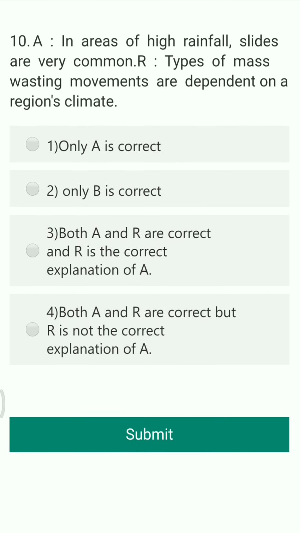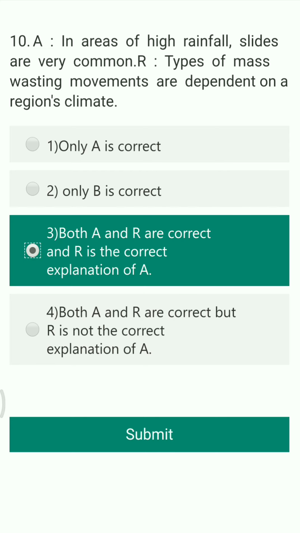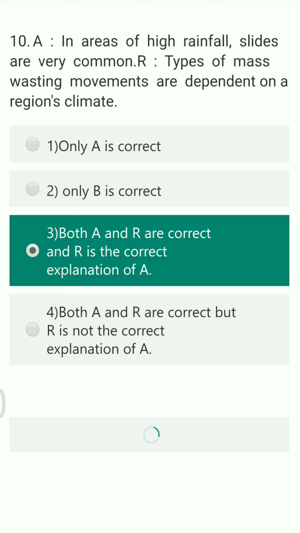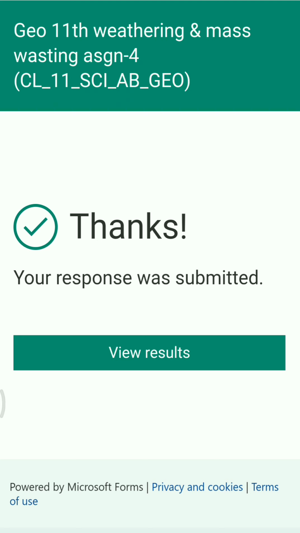Next question. Assertion: in areas of high rainfall, slides are very common. And reasoning is types of mass wasting movements are dependent on the region's climate. So definitely the areas which are more prone to higher rainfall or any type of water bodies, or where the water content is more, you can see the mass wasting will be more. So in this case also both A and R are correct, and R is giving the exact explanation for A. So this is all about the assignment, which is based on lesson number 2, weathering and mass wasting, for standard 11th arts and science students.